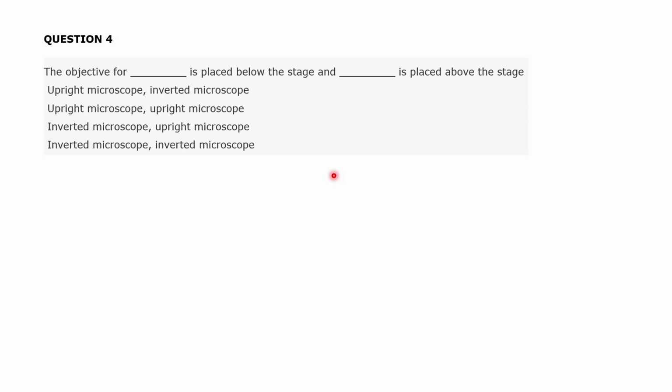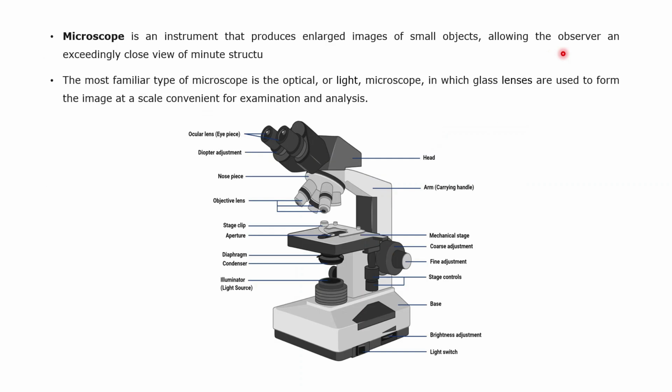Okay, so I will just give you the answer. The answer to the question is inverted microscope, upright microscope. That is, the objective of the inverted microscope is placed below the stage and that of the upright microscope is placed above the stage. So I will just give you an explanation of this basic stuff that you all know.